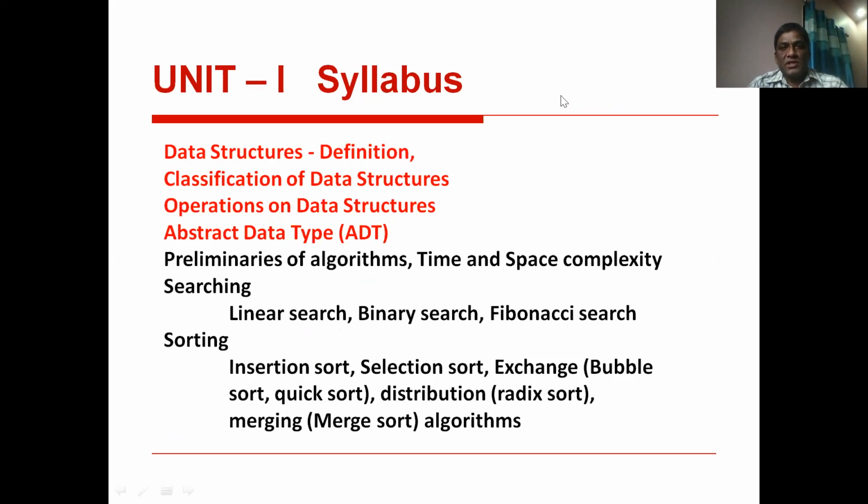So in our previous session, we discussed the definition of data structures, and then we discussed classification of data structures, followed by operations on data structures, and finally what is an abstract data type. So we covered all these topics in our first session, and today we'll focus on preliminaries of algorithms, and then how to calculate time and space complexities of algorithms. We'll consider some examples and how to represent these time and space complexities also, right?